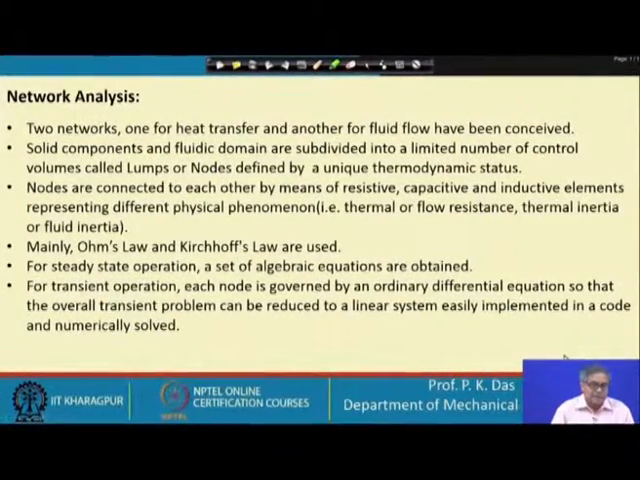Network analysis: 2 networks, one for heat transfer and another for fluid flow, have been conceived. So, there are 2 types of network in connection with a heat pipe that people have thought of. One is purely for the transport of thermal energy and another for the transport of fluid, that means the liquid and vapor, and there should be coupling between these two networks, that means the fluidic network and the heat transfer network.